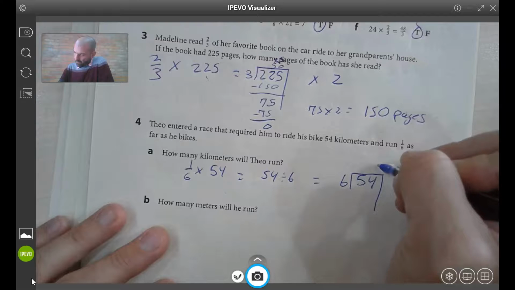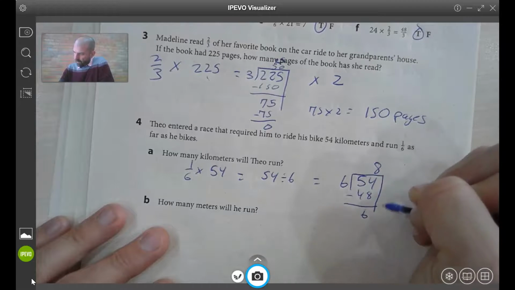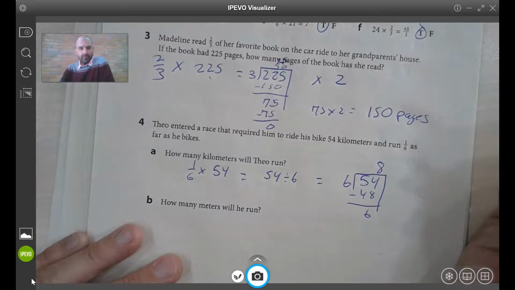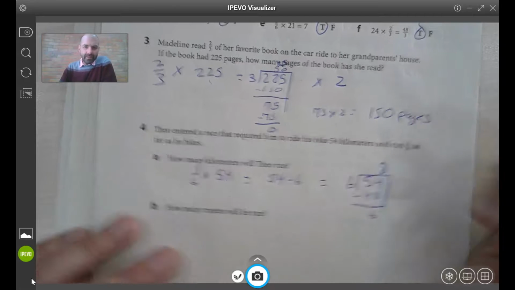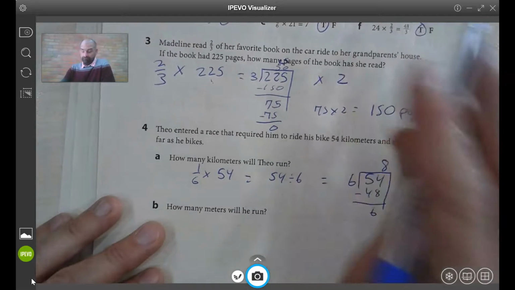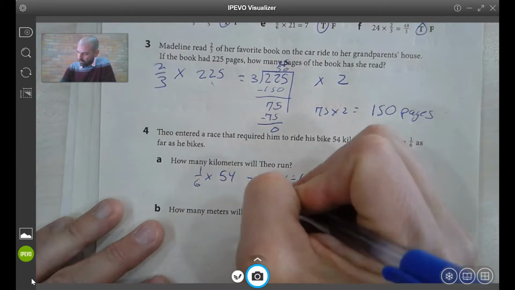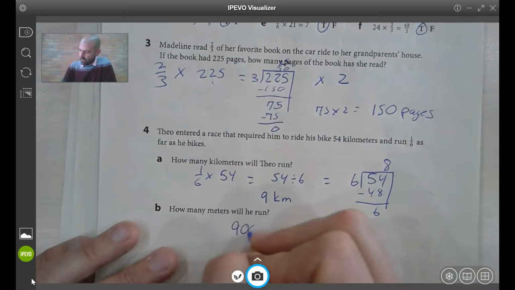10 is not going to do it. 8, 48, gives us 6. Oh, that's 9? 9 times 6 is 54. It's a sticky point for me sometimes. So 9 times 6 is 54. I should have just known that. So 9 kilometers. And then how many meters is that? 900 meters.